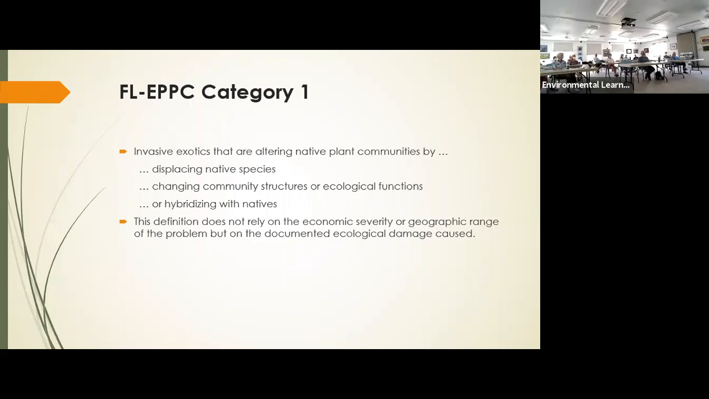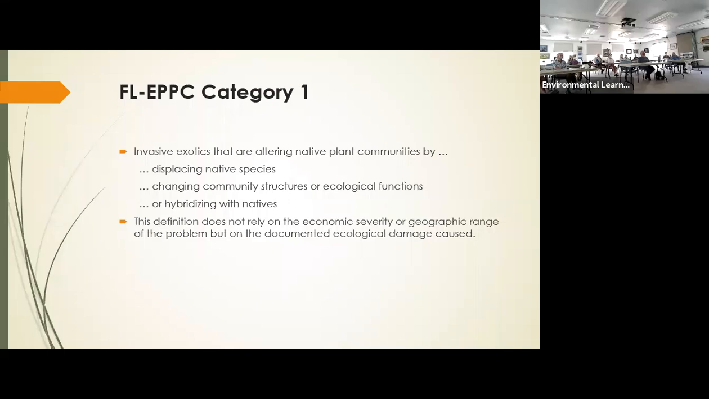Category 1 plants have actually displaced native plants in the ecological landscape. They change the nature of the plant communities, and some hybridize with natives, and actually one native species of lantana is thought to have been extirpated. It no longer exists in Florida due to the genes of other lantana species coming to the state.